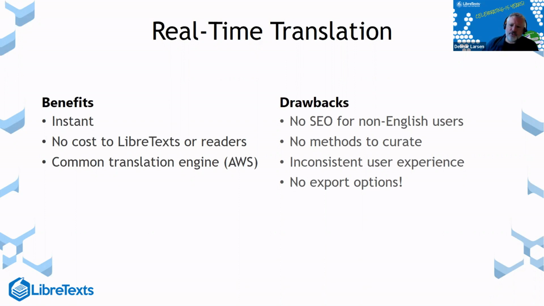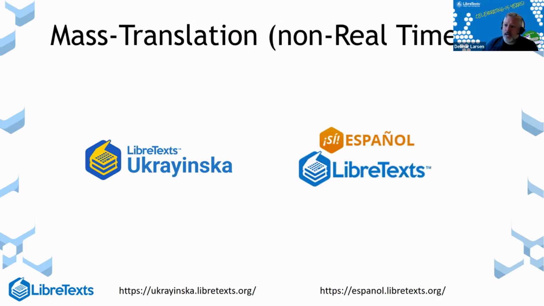It provides no methods for curation of that translation. Doesn't let us improve the quality of that translation. It can provide then an inconsistent user experience out there, and it doesn't provide an easy export option that folds into all the components I talked about before in terms of PDF or embedding the learning management systems or making physical books or other mechanisms that people may want in order to export these things. So we wanted to be able to pursue something that had a bit more utility off of that, and that was mass translation.